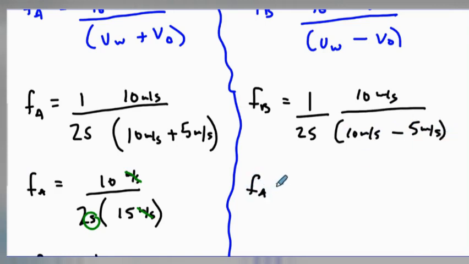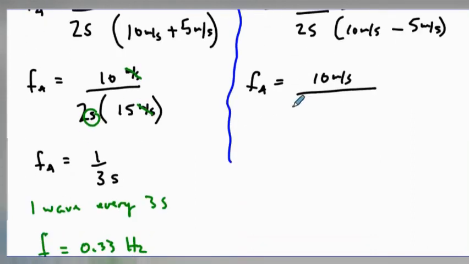So frequency at A would be 1 times 10 again. That's 10 meters per second divided by, on the bottom, I'm going to have 2 seconds times 5 meters per second. So here I'm going to have 10 divided by 10. So the answer is going to be 1.